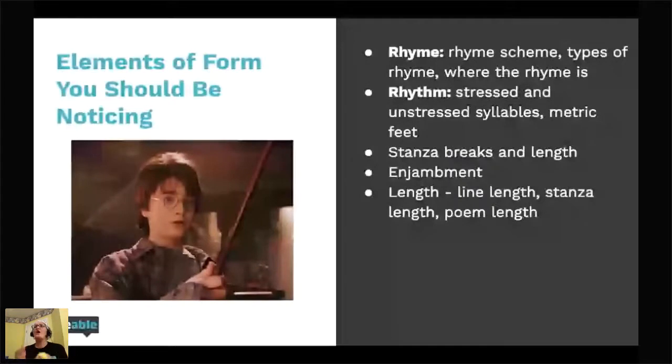Why would they switch that? Oh, the meaning changed here, or the tone changed here. And so you can use that to explain something. Same thing with stanza length, same thing with poem length as well. If it's a long poem about something that you don't think someone could write a long poem about, it's like, oh, okay, well, maybe they're putting a lot of importance on that.